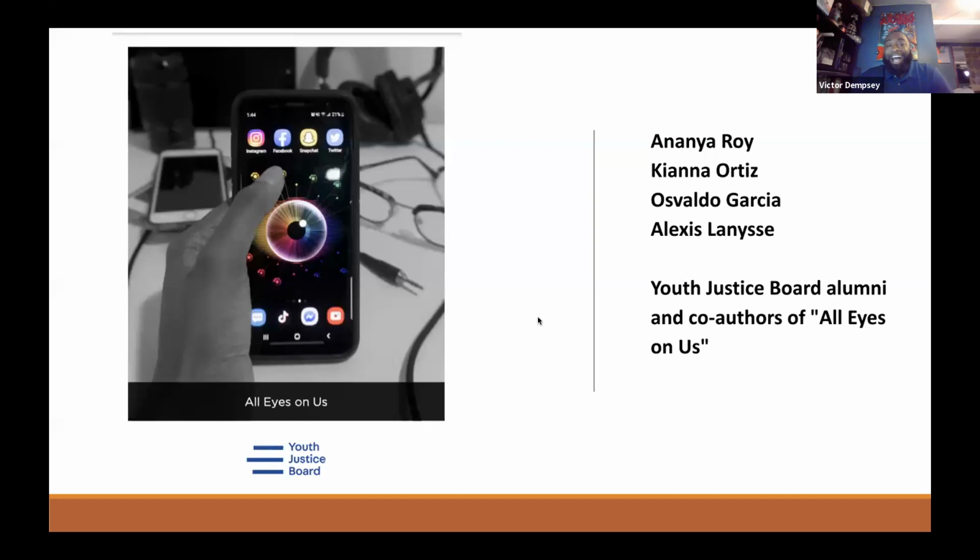But moving on, the next few speakers I'm always excited to talk about, because they are our future in my eyes. It's one thing to have a coalition of adults doing this type of work, and advocates and organizers, people who study how to do this work. But then when we have the youth stepping up, coming in to say, hey, this is what we need to thrive. This is what we need to be better. This is what we need so we don't fall into these lines. So I'm not going to hold up too much. I want to introduce Anani Roy, Kiana Ortiz, Osvaldo Garcia, and Alexis Yanni.